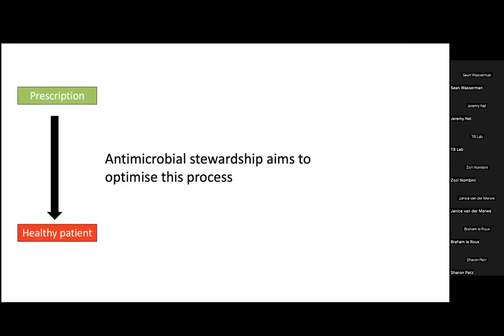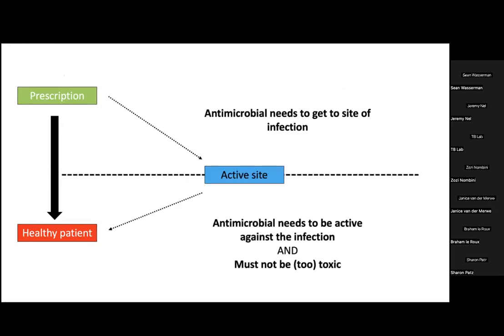We prescribe a drug and we hope that the patient gets better, right? And antibiotic stewardship, antimicrobial stewardship, aims to optimize this process. And what is the process? Well, there's two main things that are required. One is that the antimicrobial needs to get to where the infection is, which I'll call here the active site. And then once the antimicrobial gets to the active site, it needs to kill the infection, be active against it, and at the same time mustn't be too toxic.